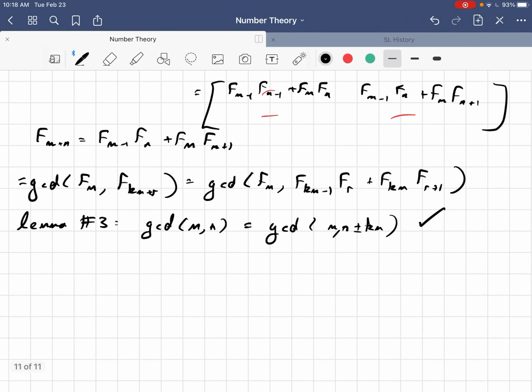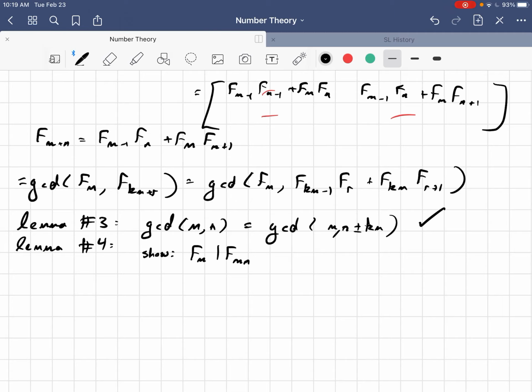Now, what that tells us is that we need another lemma. This is going to be lemma number 4, I think the final lemma. Lemma number 4 is going to be to show that f sub m divides f sub mn.